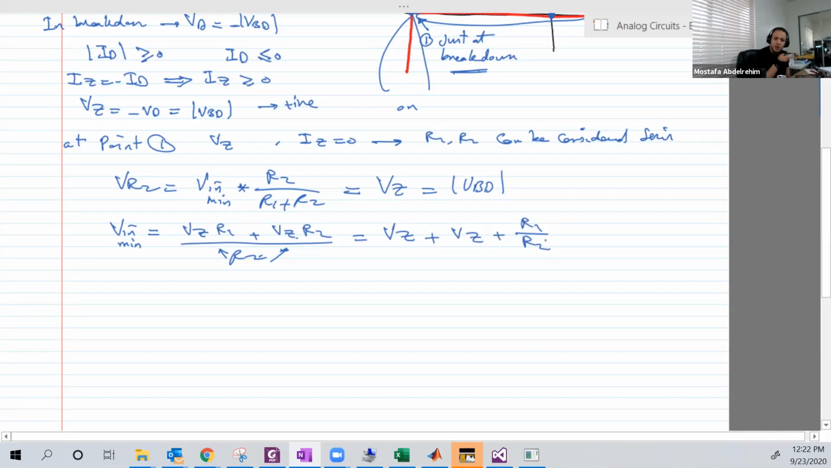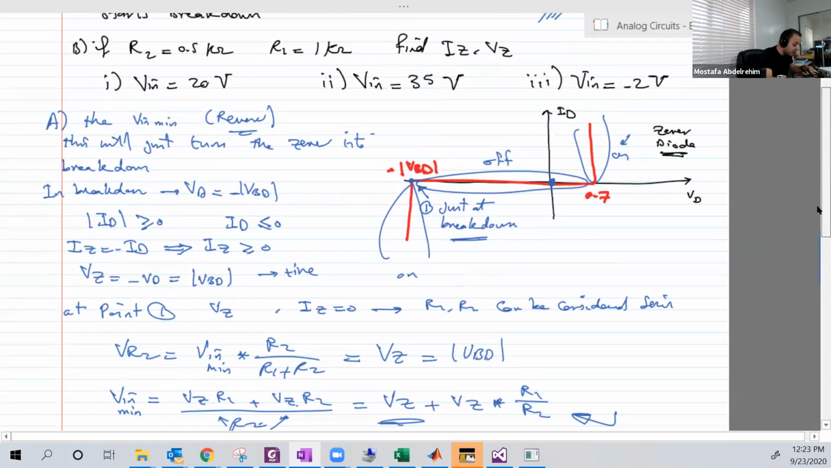This is exactly what we get with the diode. We get with the diode, remember, 0.7 plus 0.7 multiplied by R over R, the one not in parallel over the one in parallel. This is the same as what we have here, exactly the same. And that's obvious. For the first one, we need at least 0.7 plus something. Here again, we need at least VZ plus something dependent on the ratio between the resistances. Good. So this is the input minimum that will turn the diode on.